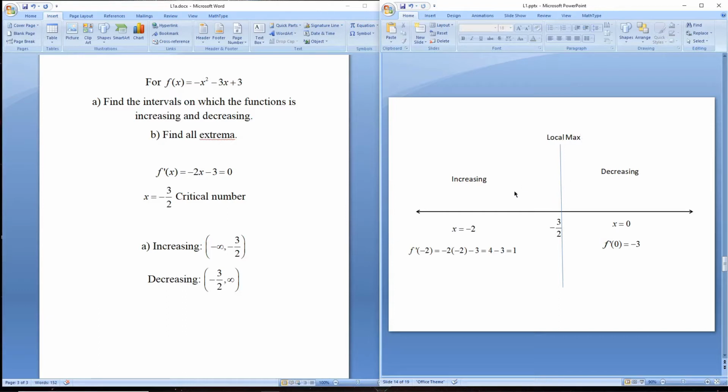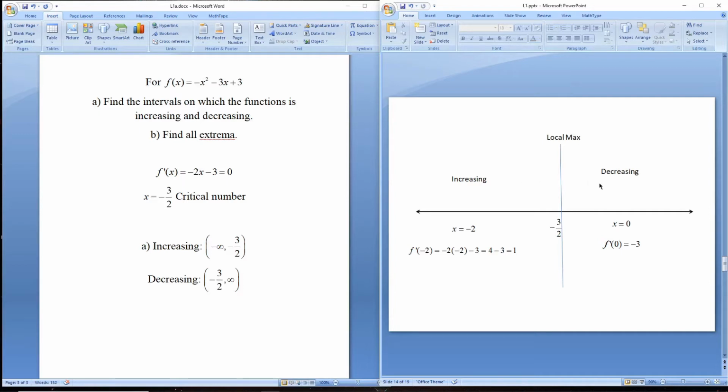And that's what our work is showing us. You can't decrease to a maximum. You increase to a maximum, and then you decrease away from it. And so minus 3/2 must be a local max. It's not a plateau. It's a local max.